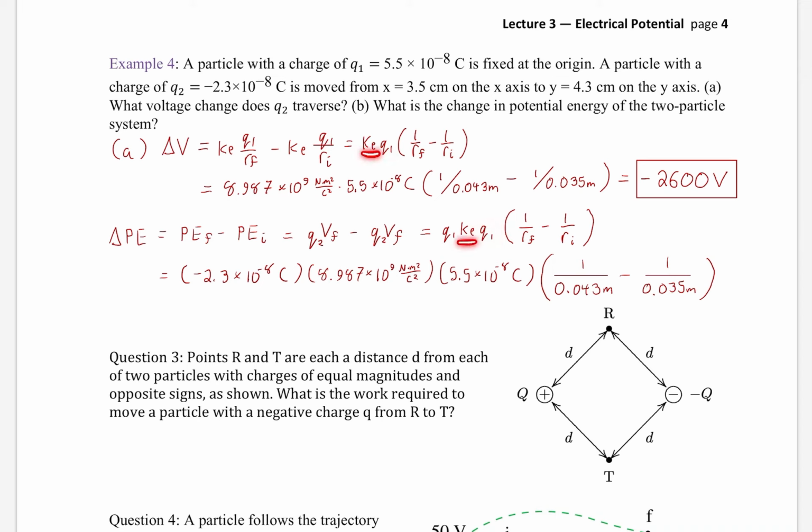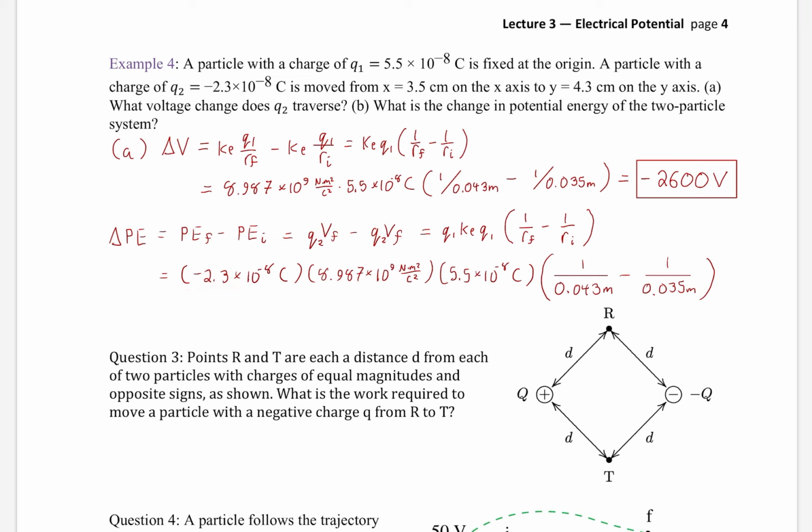The electrostatic constant again. So basically the only difference between the two expressions is this one does not have a Q1 in front. The change in voltage does not, but the change in potential energy does, because voltage is independent of the charge that's getting moved through the voltage, whereas of course change in potential energy is dependent on the charge that's getting moved through the voltage change.